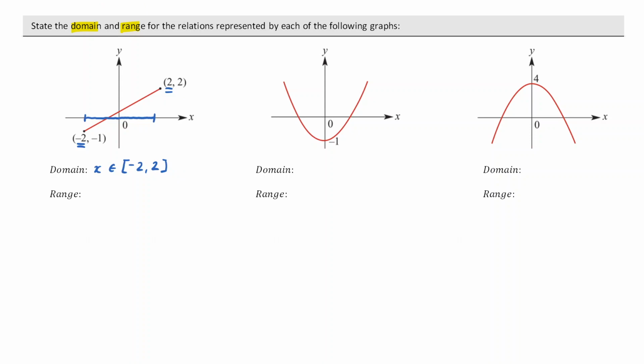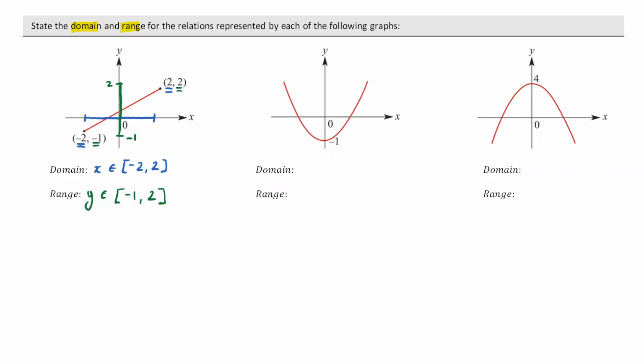Then the next thing that we need to do is find our range. Remember that your range is all your y values. So do you see here how we're starting at -1 and then we're going all the way up to here, which is 2. So that means my range is y is an element of square bracket -1 to 2 close bracket. So just really make sure that you're looking at it and you can identify your domain and range by considering your x and y values.